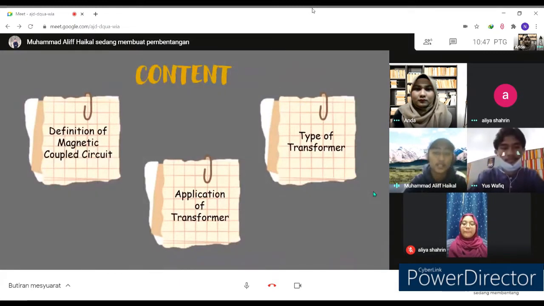And I and my friends are going to present the application of magnetically coupled circuits in transformers. The content that we are going to present is the definition of magnetic coupling, types of transformer, and lastly the application of transformers.